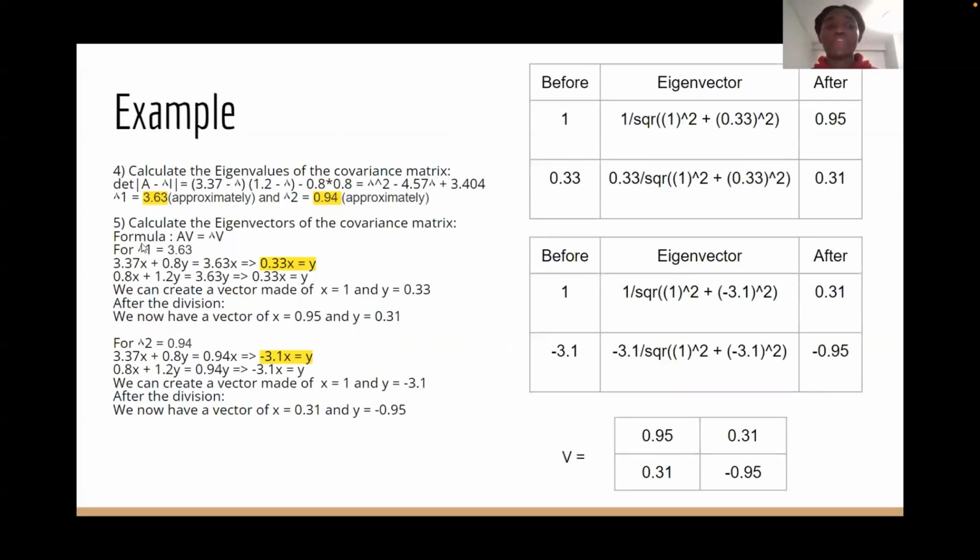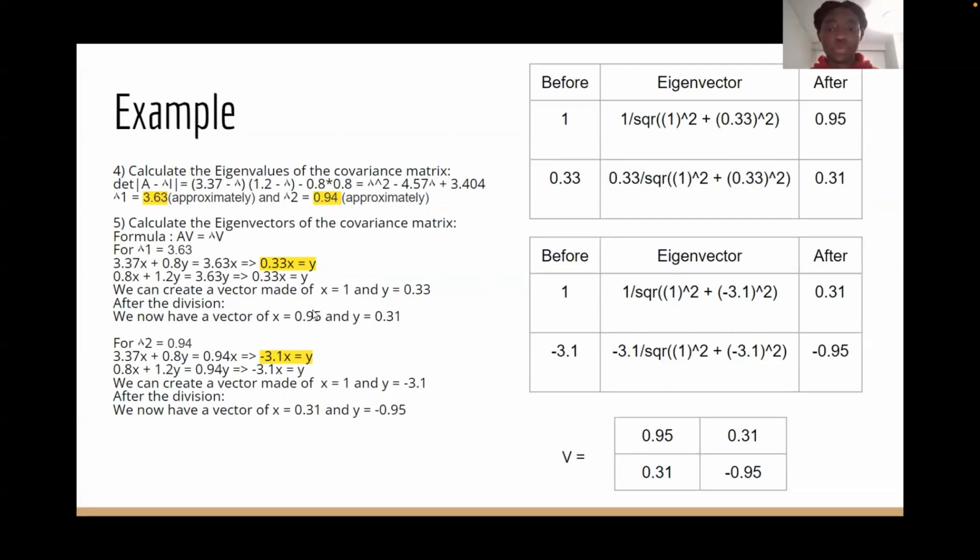When I solved for them with the first eigenvalue, I was able to obtain 0.33 x equals y. And I did the same thing for the second eigenvalue. I obtained -3.1 x equal to y. So now I had to create the matrices. In order to do that, I went for the simplest matrices that I could think of. So I plug in x equals 1, you obtain y equals 0.33 for the first eigenvalue. So this is the matrices right there.